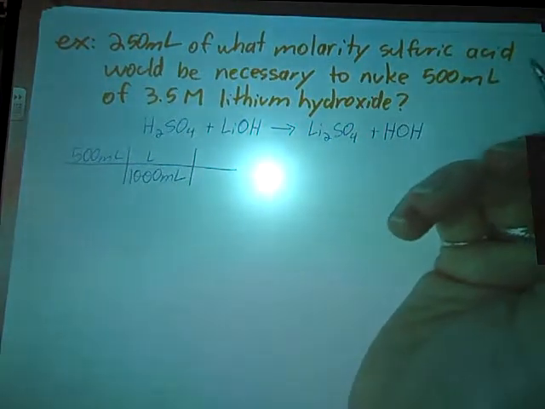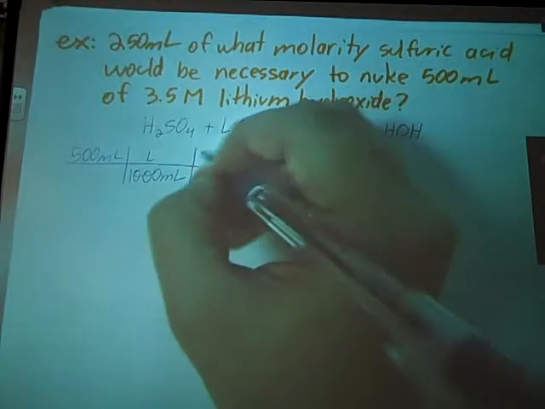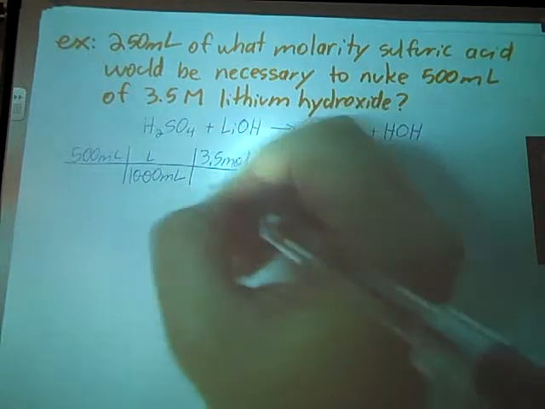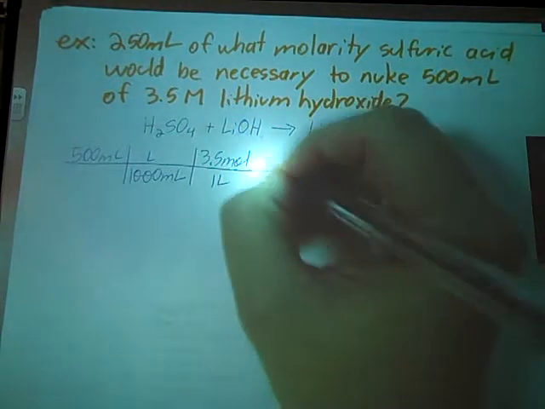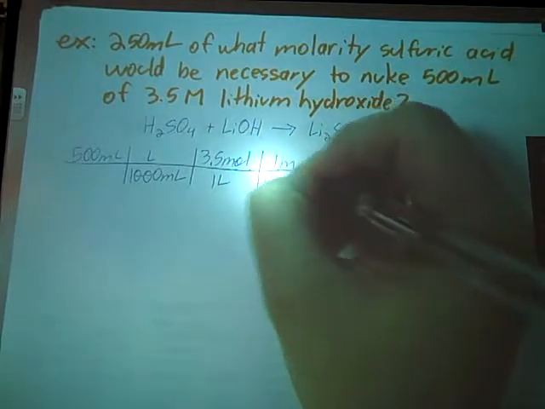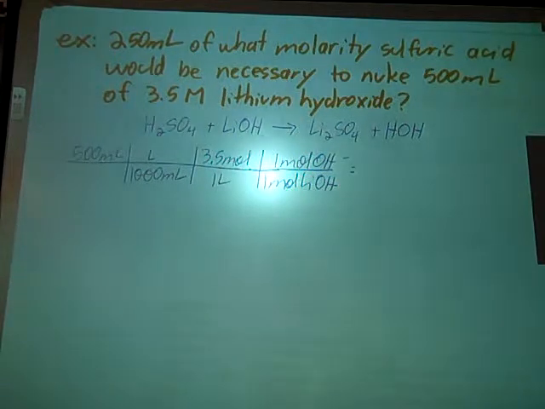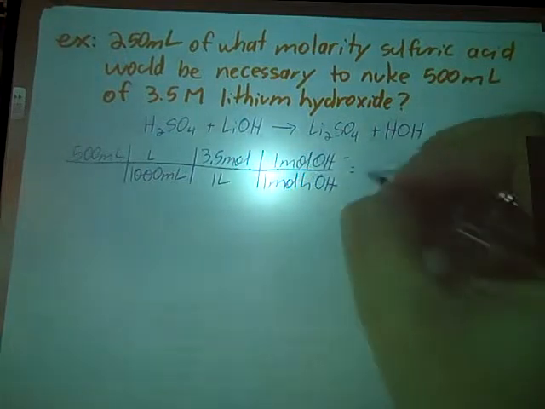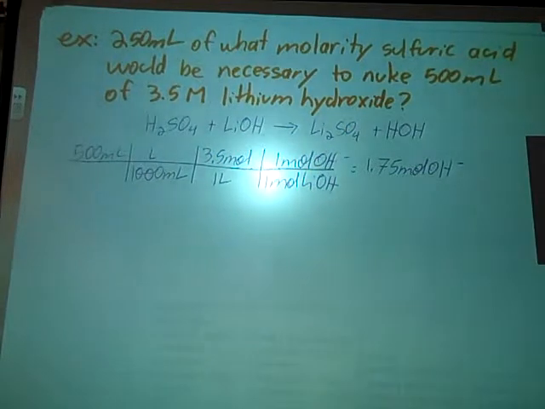But I don't want liters, I want to know how many moles I have. So we have a 3.5 molar solution per 1 liter. But we're only talking about hydroxide, not lithium hydroxide. So 1 mole of lithium hydroxide gives us 1 mole of that hydroxide ion. Multiply all the way across the top, divide by all the way across the bottom, and that tells us that we have 1.75 moles of hydroxide floating around in that solution that need to be nuked.